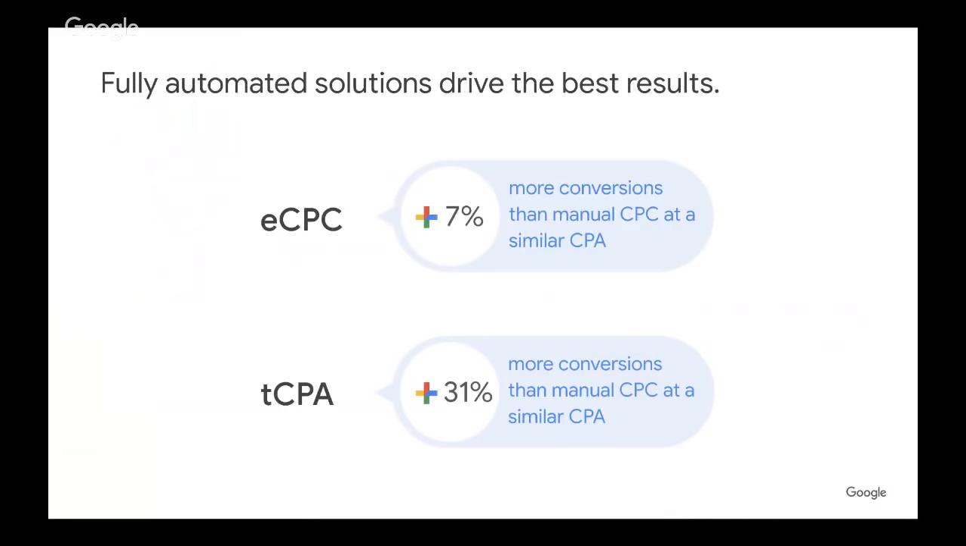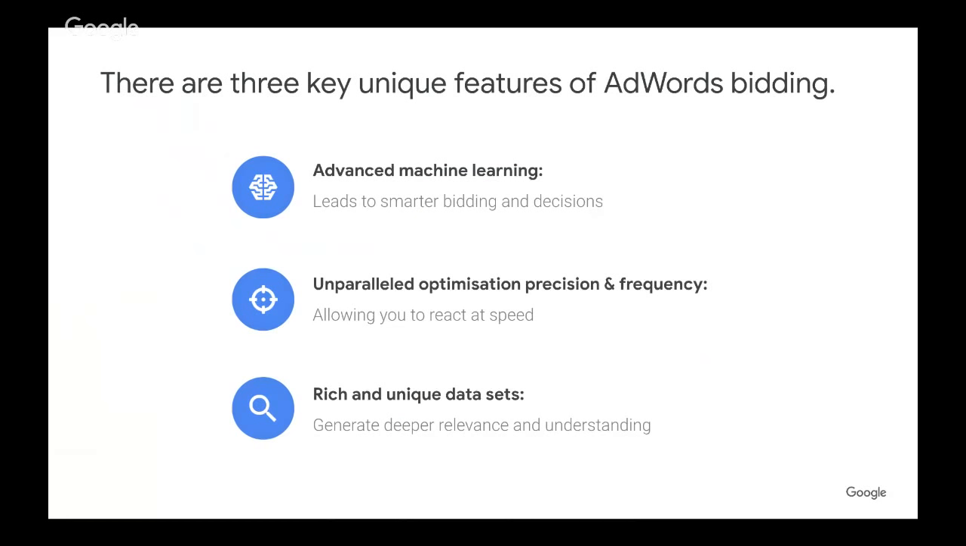In general, we see that eCPC can increase your conversion rate with 7%, so more conversions than manual CPC at a similar cost per acquisition. So just by enabling eCPC in your account, you can have up to 7% more conversions. Then even for target CPA, you can have more than 31% more conversions versus manual CPC at a similar cost per acquisition. Now, if we go a little bit more into advanced smart bidding, we use machine learning.